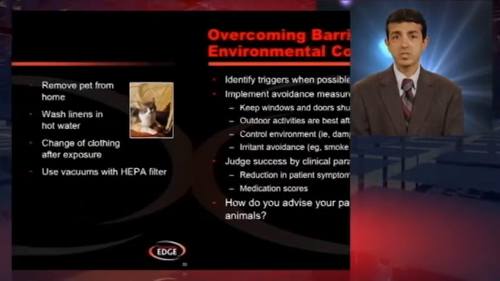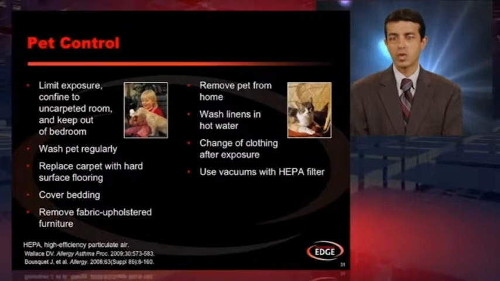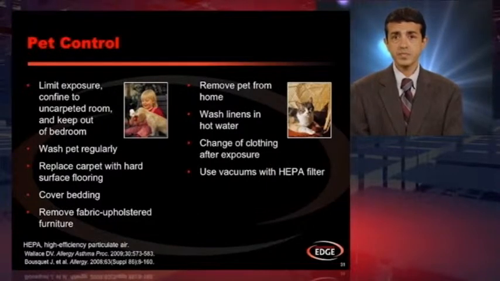Well, here are some strategies. Limit the exposure and confine it to uncarpeted rooms. Keep them out of the bedroom in the case of pets. Wash the pet, as I've mentioned several times. Replace the carpet with hard surface flooring. This minimizes dust mite reservoir. Remove fabric, upholstered furniture, again reducing a dust mite reservoir. Remove the pet from the home is the ultimate strategy, but we need to be sensitive to the role of that pet in the family. Wash the linens in very hot water.